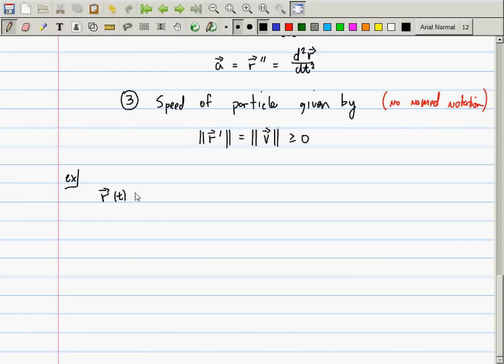So then, just as an example to make sure everyone is clear, here's a particular position function, r of t is equal to, how about, t cubed in the first coordinate, and how about t squared e to the t in the second. Please compute the velocity, the acceleration, and the speed of this particle. Okay, so velocity denoted v.